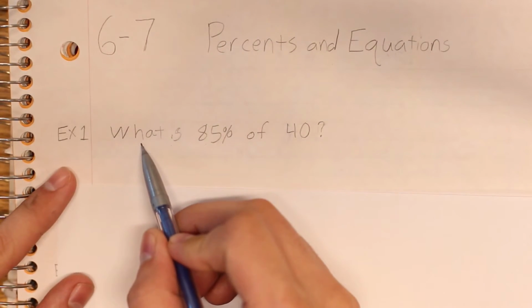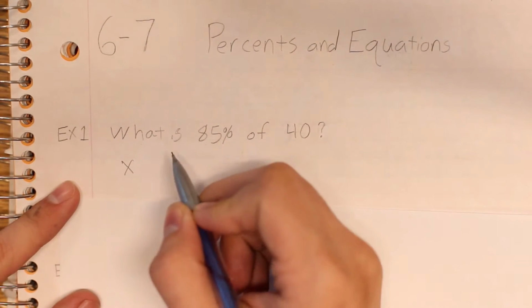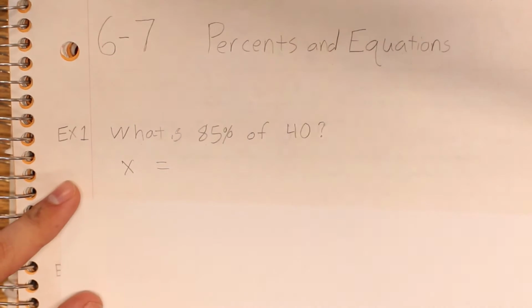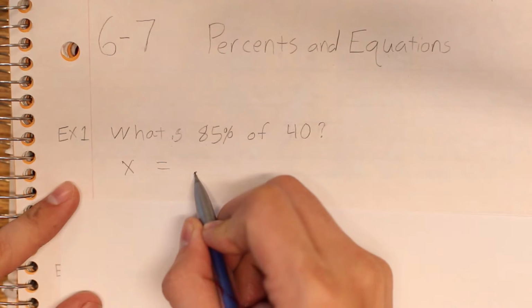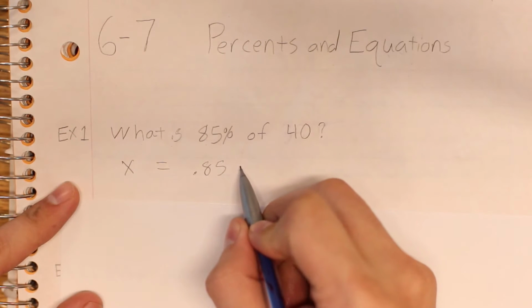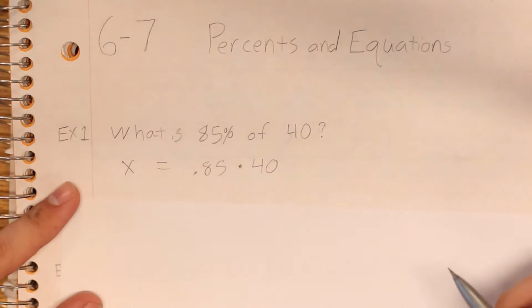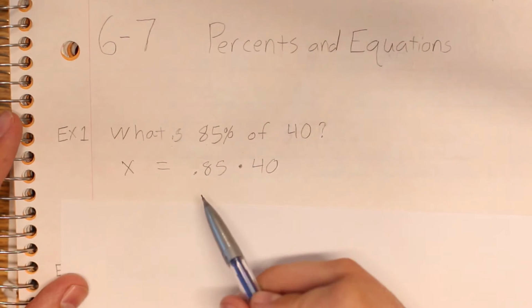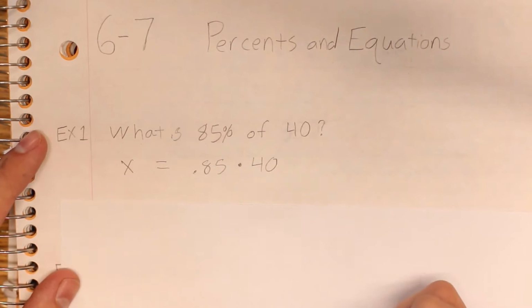The what? That is your x. So we're just going to put an x for what, because that's the unknown. Is equals. And then we have the 85, which is our 0.85. Of is times, so we put times 40. Now this one is the nice one. It works out that you have both of your numbers on the same side of the equal sign. So all you have to do is multiply and you get your x.